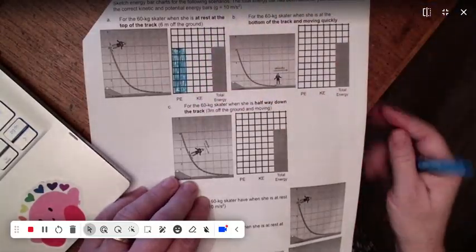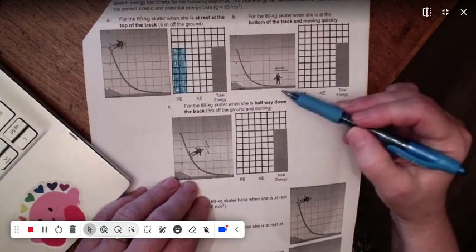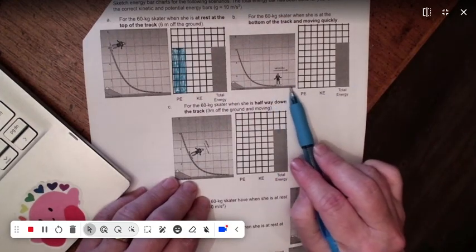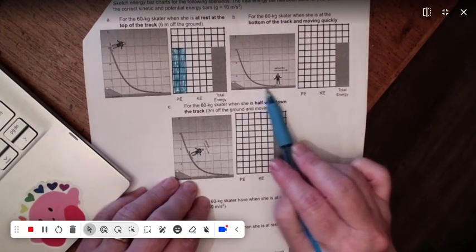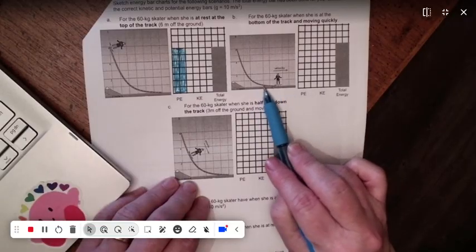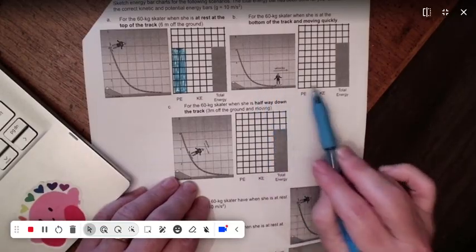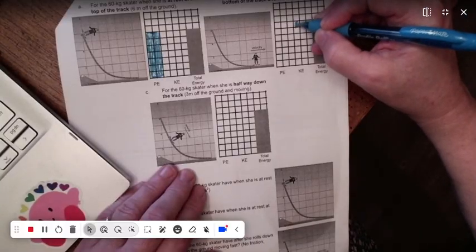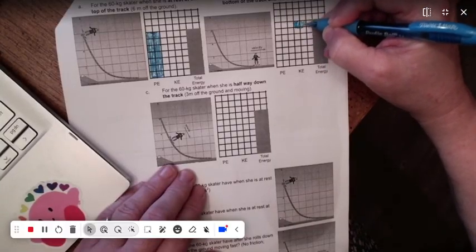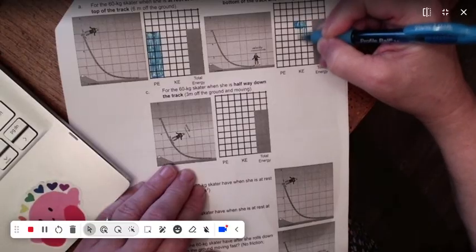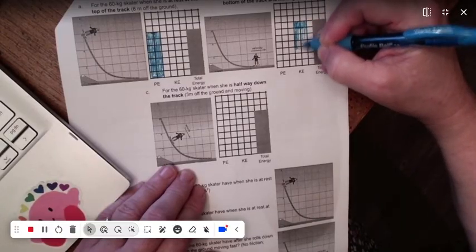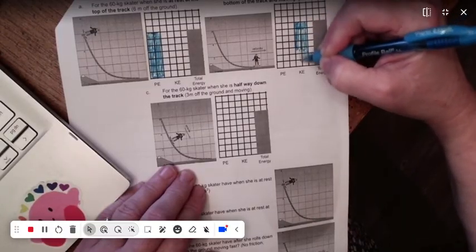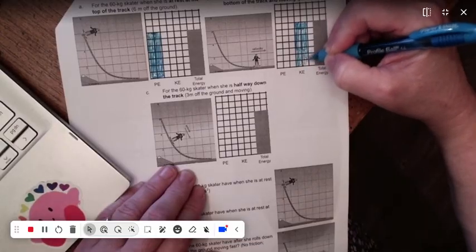Okay. Then when she's at the bottom of the track and moving quickly, now she has no height. Okay, so there's no potential energy here. She's moving quickly. All her energy is kinetic. It's all been converted to kinetic. So I'm going to do the same thing over here that I did in part A, but for kinetic instead of potential.